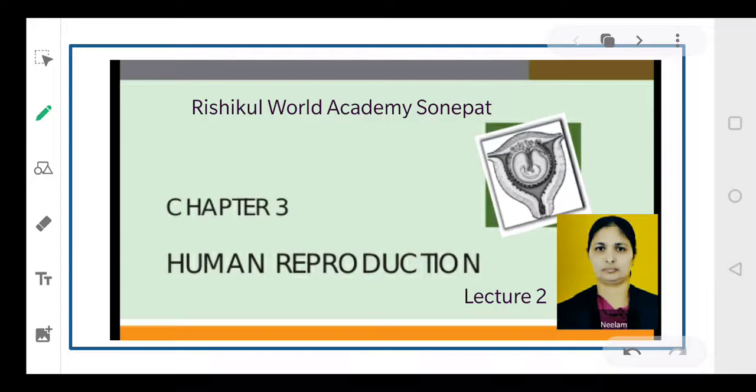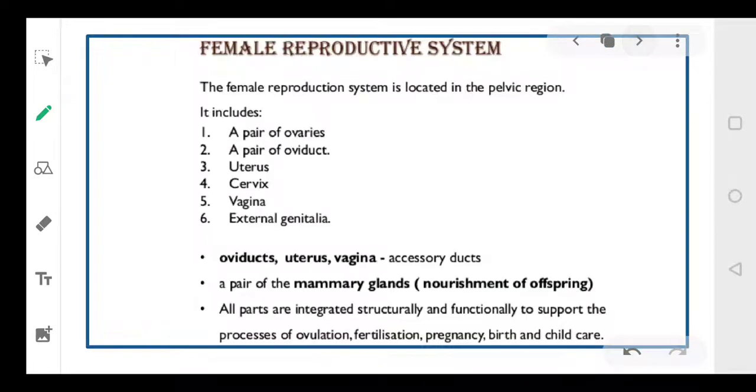Okay, so let's start with today's module, the female reproductive system. Now see, the female reproductive system is present in the pelvic region. If you remember, dear students, the male reproductive system was also present in the pelvic region. The female reproductive system consists of a pair of ovaries, oviduct, uterus, cervix, vagina, and the external genitalia.